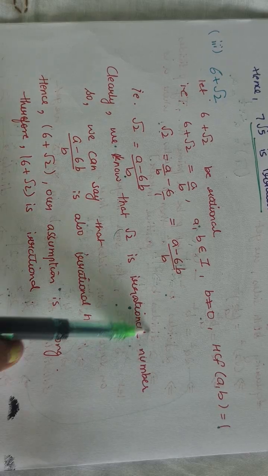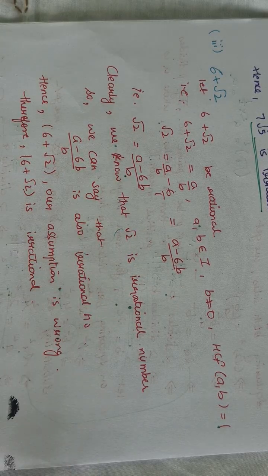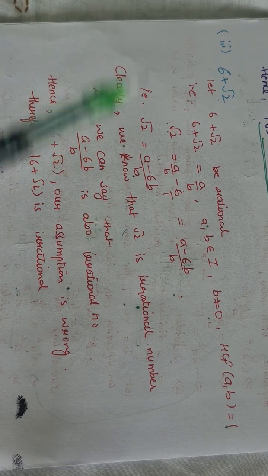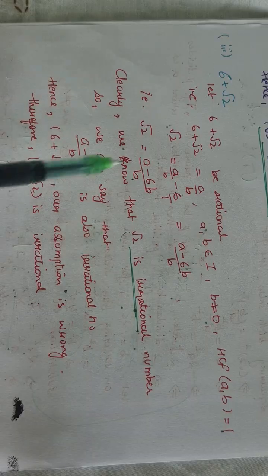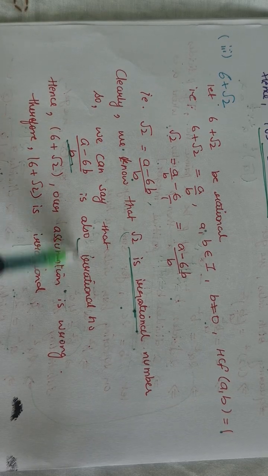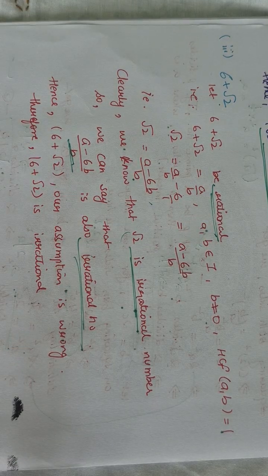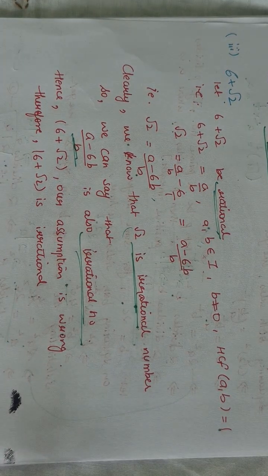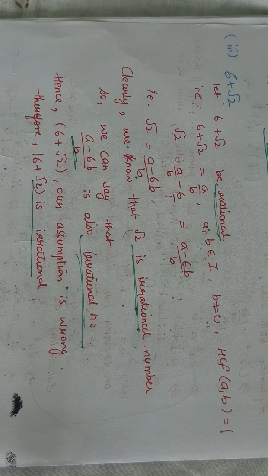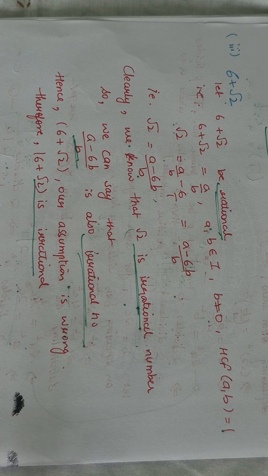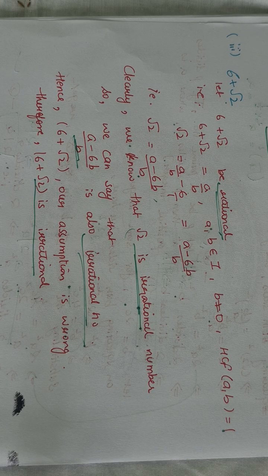You know how to prove root 2 is an irrational number. You will show the proper working and then say that we have proved earlier that root 2 is an irrational number. So a minus 6b by b is also irrational. This is wrong because we have assumed that 6 plus root 2 is rational. Hence our assumption is wrong and 6 plus root 2 is irrational. This is one of the very popular questions that has been asked in the CBSE board in different forms. So do practice this type of question. It will definitely come in the 2026 board also.